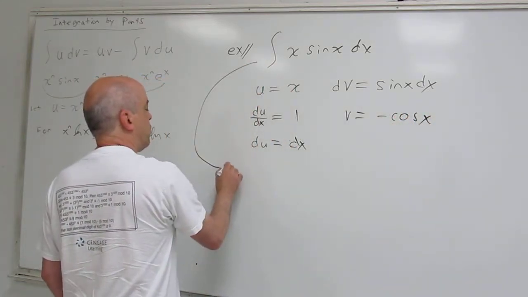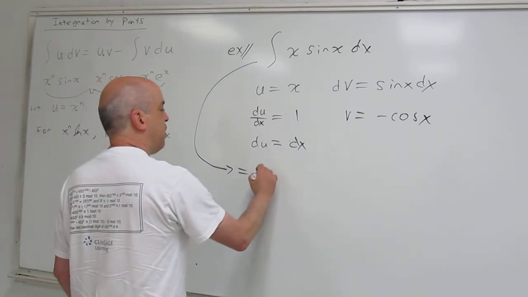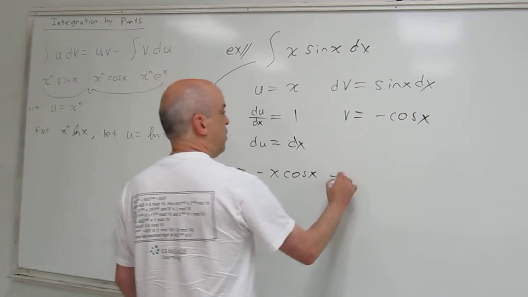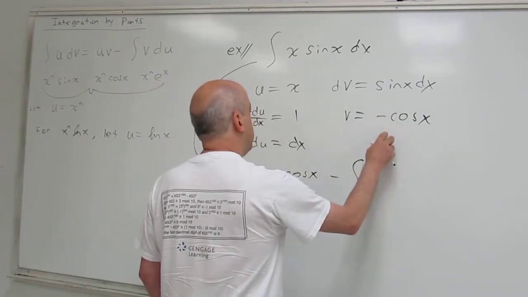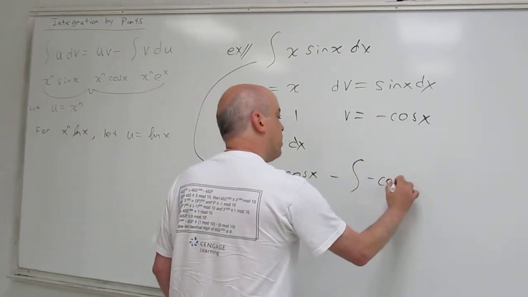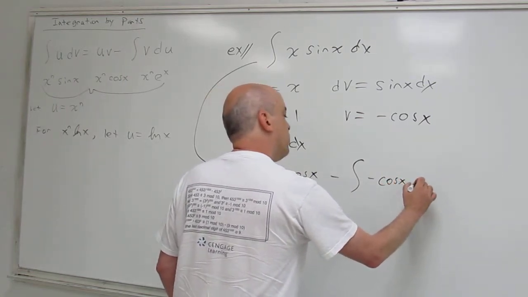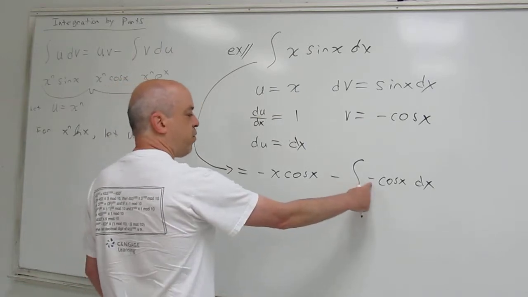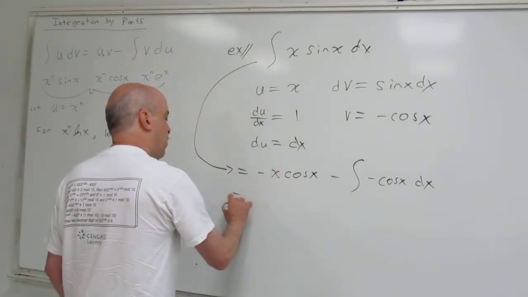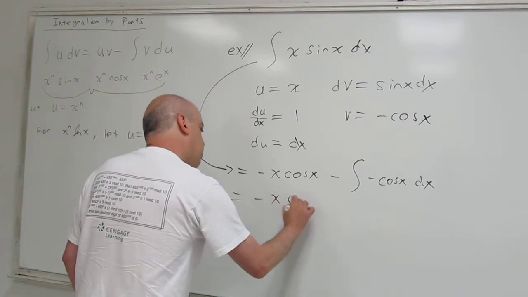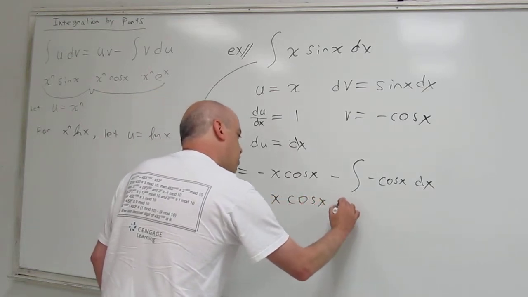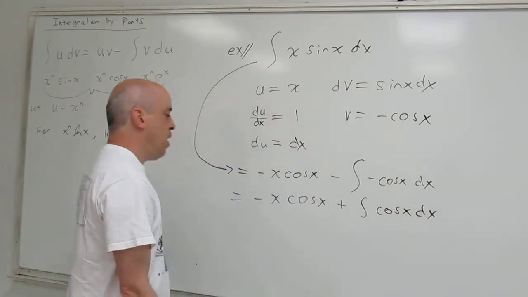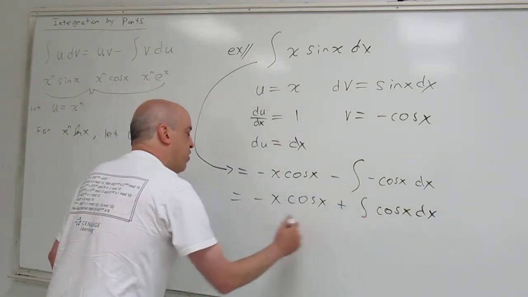So this original integral becomes u times v, that's negative x cosine x, minus the integral of v times du. So negative cosine of x, du is dx. Okay, so this negative sign is really a constant multiple of negative 1 that we can pull out in front. Negative 1 times negative 1 becomes positive 1, so this is really plus the integral of cosine x. And now we can finish it off by computing this integral.